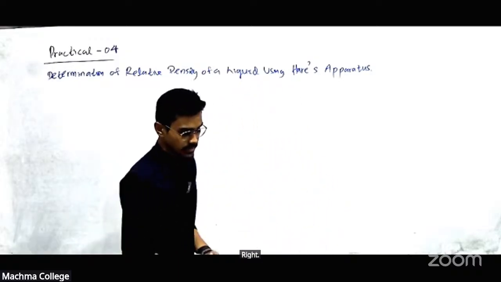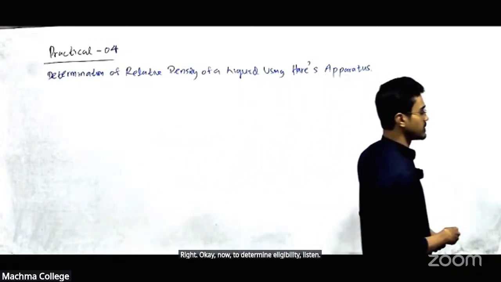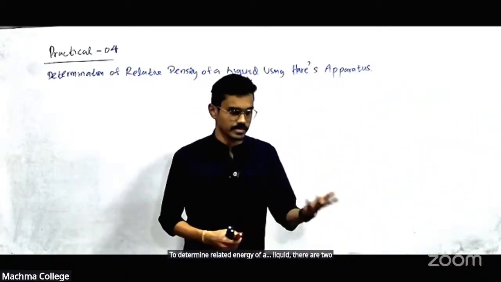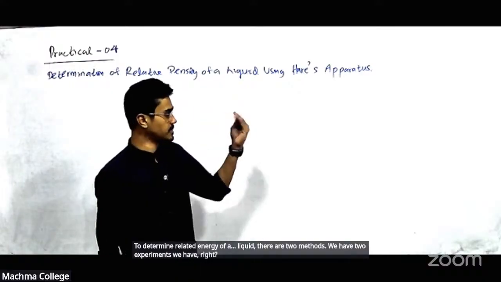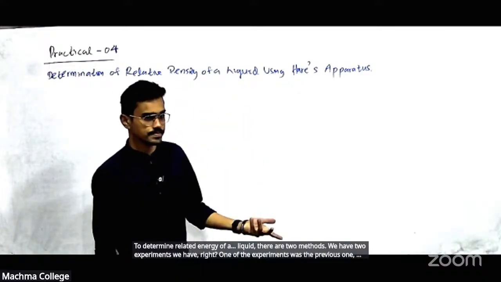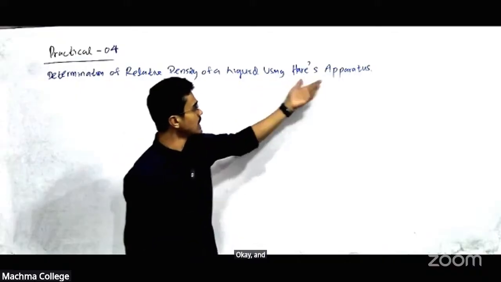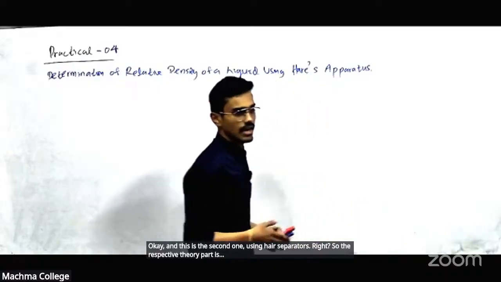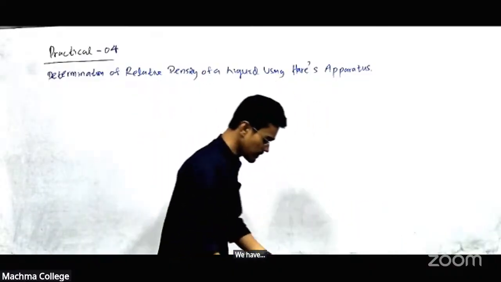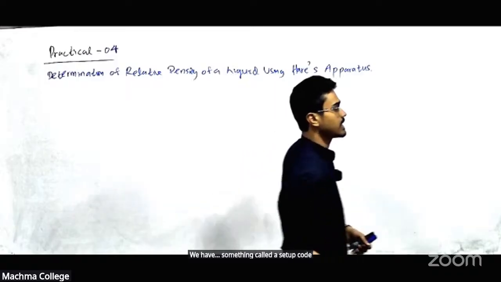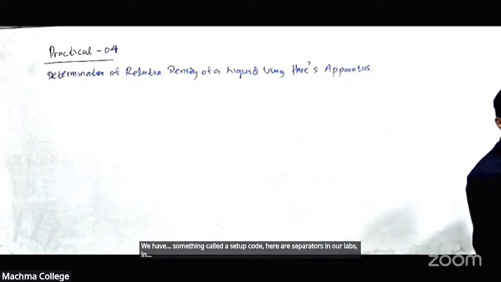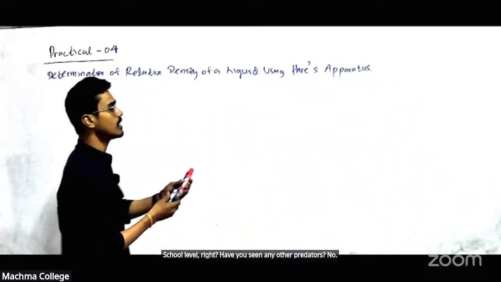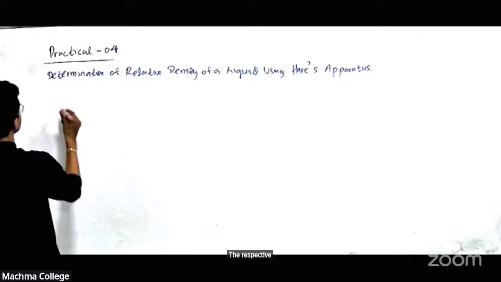Okay, now to determine the relative density of a liquid, there are two methods. We have two experiments. One of them was the previous one using a U-tube, and this is the second one using Hare's apparatus. The respective theory part is we have a setup called Hare's apparatus in our school lab. Have you seen Hare's apparatus? No.